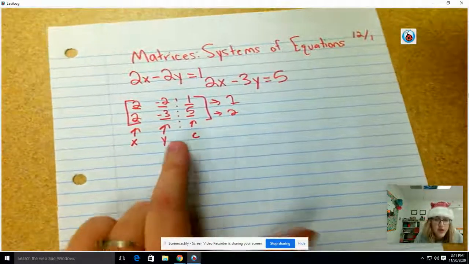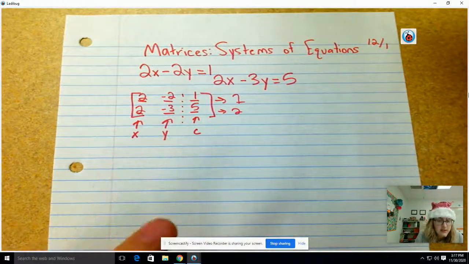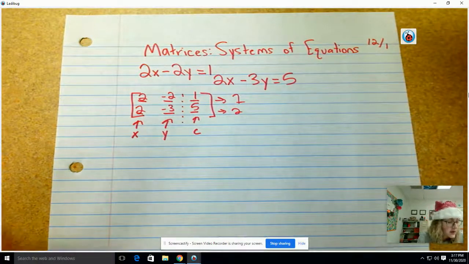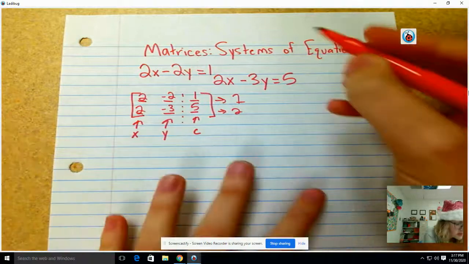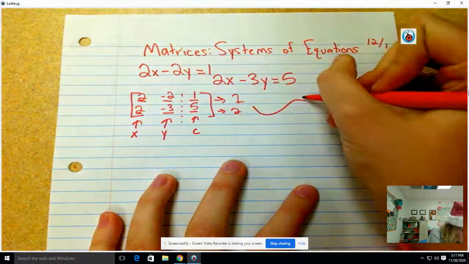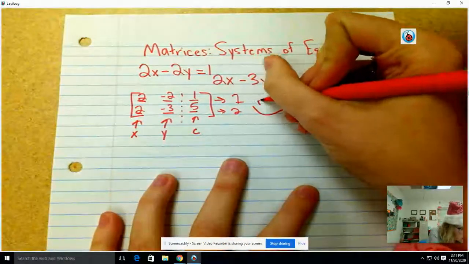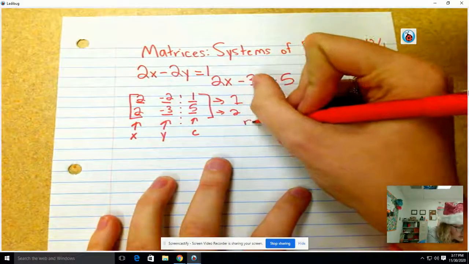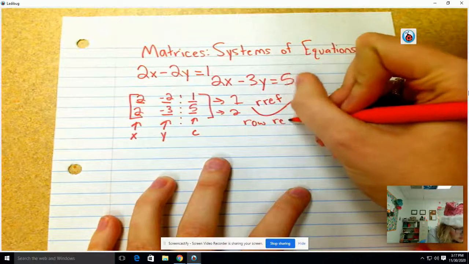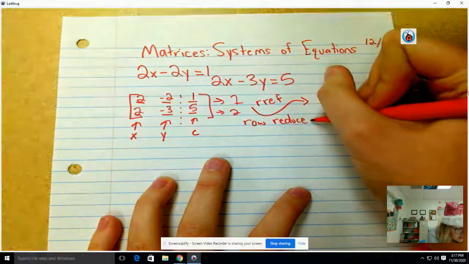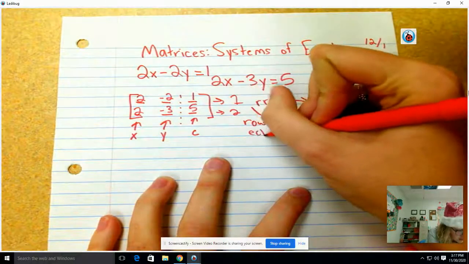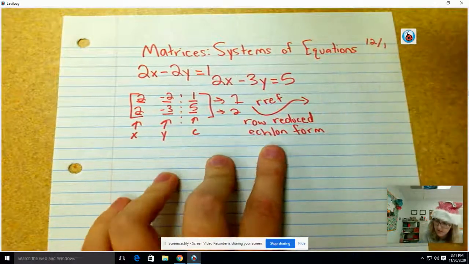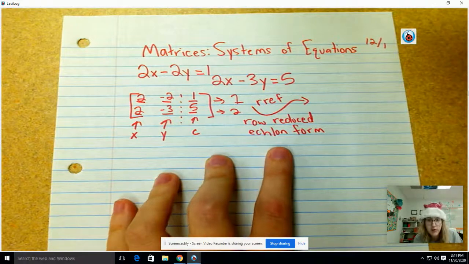So I am trying to do something that is called row reduced echelon form. So I want to use, I'm going to draw it like this, row reduced echelon form. So RREF is what it's called, row reduced echelon form. I'm 99% sure that's how you spell that, but I could be wrong.